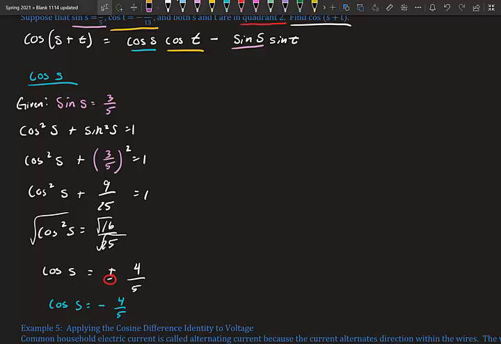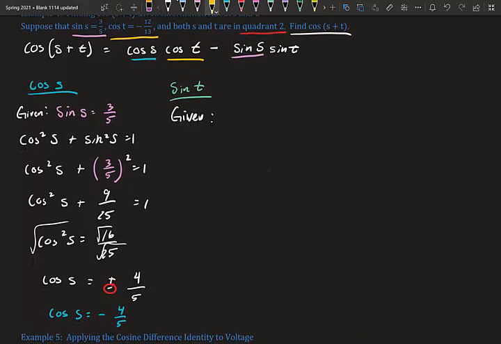Alright, so we found our cosine s. All that's left is the sine t. So let's find sine t. So let's look for any other information that's given that has t in it. That's the cosine t equals negative 12 over 13. So whenever you're given cosine and you need to find sine, you're always going to use the Pythagorean identity. That's the theme of this entire semester, right? We really use the Pythagorean identity. It's that important. So we're going to be using the same Pythagorean identity, but instead of s, we're using t.